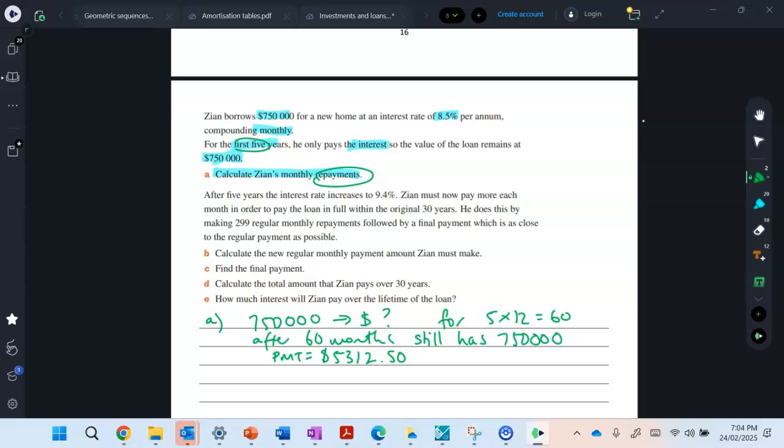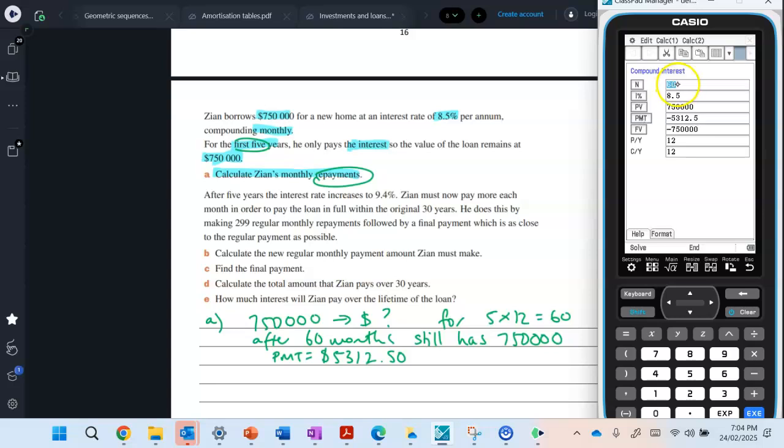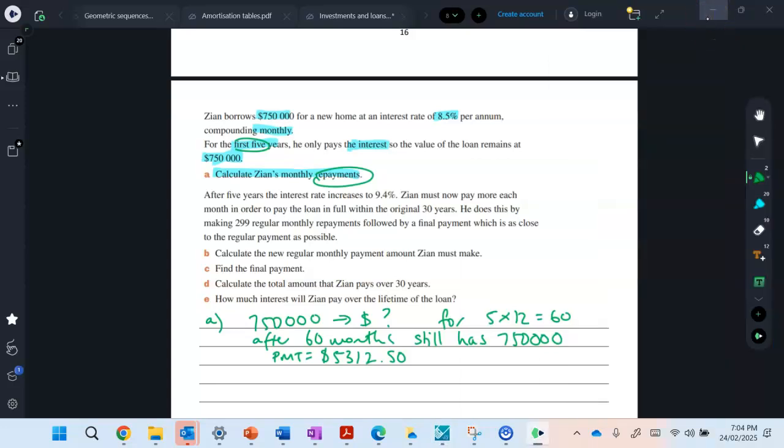So only working out the interest. So you could have put 1 there. Remember I said it could be any number other than 0. You also don't want a negative number there. So this value is always going to be the same. Okay, so even if it didn't give us that 60 months, it's still going to be $5,312.50, right? Because it's an interest-only loan.